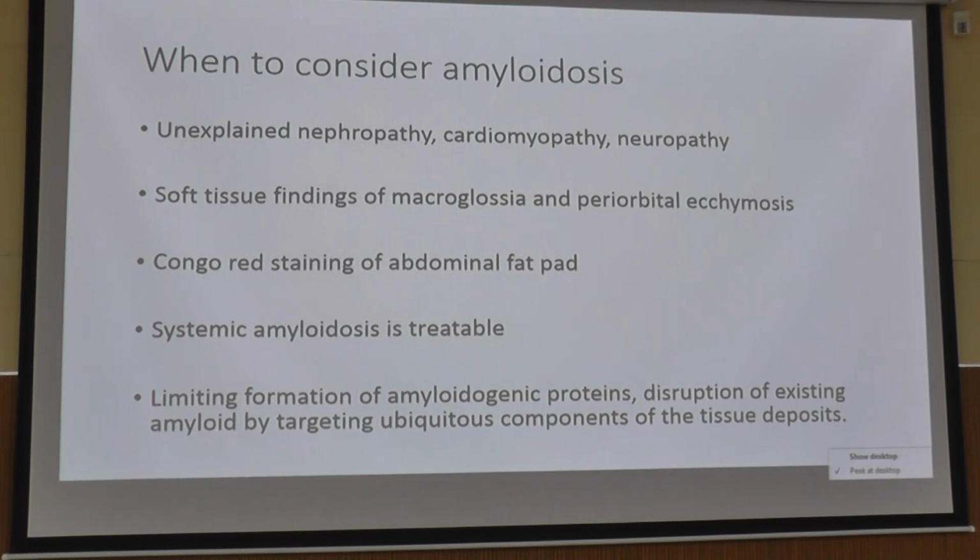So the idea is mainly to limit the formation of this amyloidogenic protein. Whatever amyloid already exists is very difficult to deal with. But now there are clinical trials on newer drugs to identify what we can do with already deposited amyloid. That aspect is still only under research. Most of the drugs only target the prevention of amyloid formation. So this is the picture: multi-organ involvement, nephropathy, cardiomyopathy or neuropathy, and findings like macroglossia or periorbital changes.